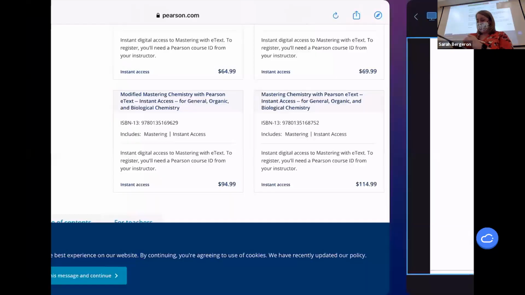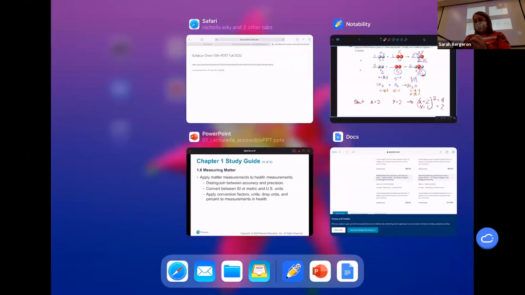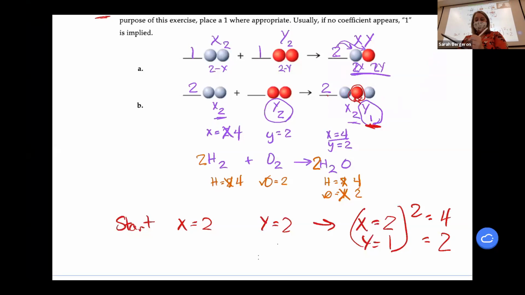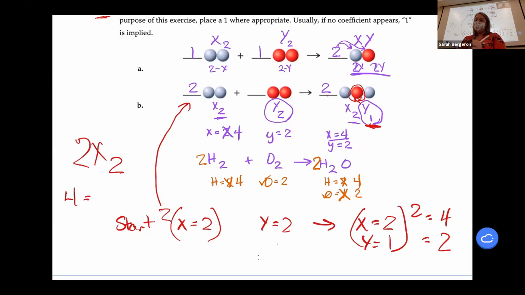My X, I need to increase the number of X. So what do I do to that? To make it 4, multiply by 2. So how do I multiply by 2? I put that coefficient, right? Because if you have 2 X2, how many atoms do we have total? That's 4 atoms of X.